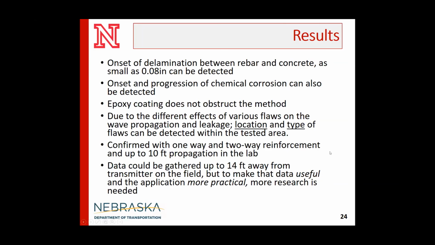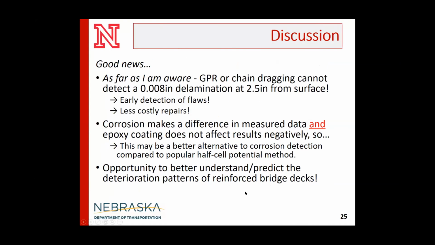So, in summary of results, we can detect onset of delamination as small as 0.08 inch. We can detect the start of chemical corrosion. The good news is that epoxy coating doesn't obstruct the method. And because the leaked wave data reacts differently to different types of flaws, we may be able to not only locate flaws, but also tell what type of flaw and where we are in that spectrum. Propagation distance so far is between 10 and 14 feet of usable data.